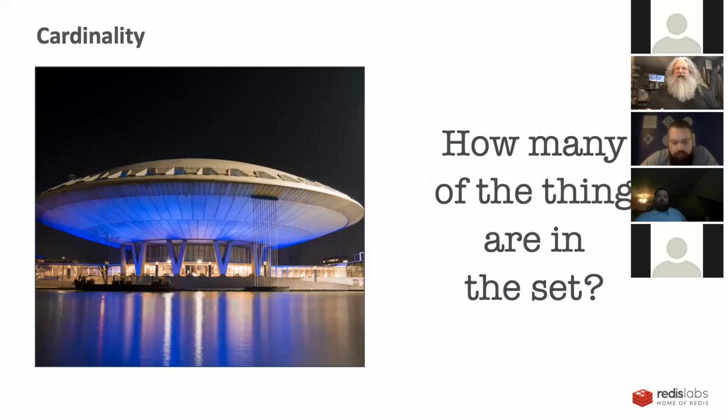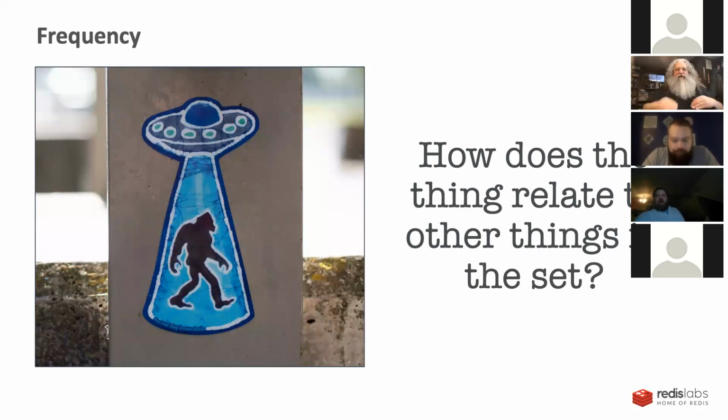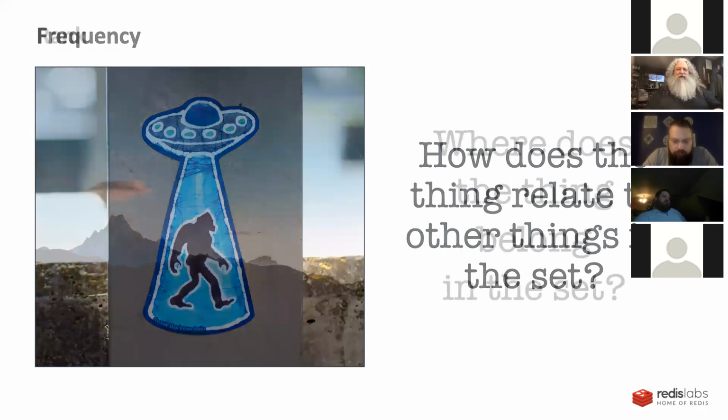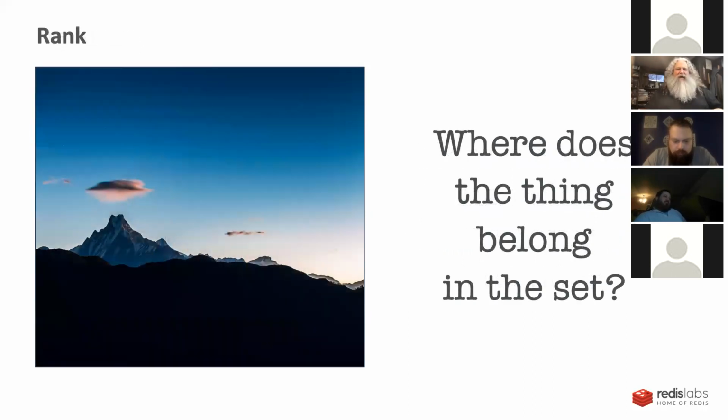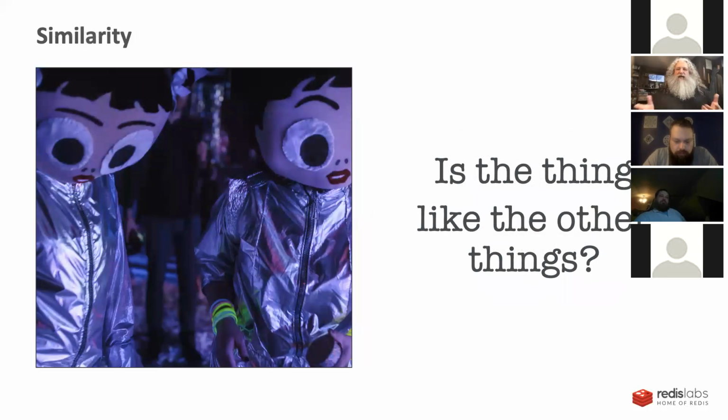Cardinality. How many things are in a set? How many unique things? That's just counting. I mean, cardinality is a fancy word for counting. We're just counting the things in the set. Frequency shows how things in the set relate to each other. Like I said, sort of a histogram. Rank shows relative order in a set. This one has more than the other, but the count doesn't necessarily matter. And similarity is, is this thing like the other.